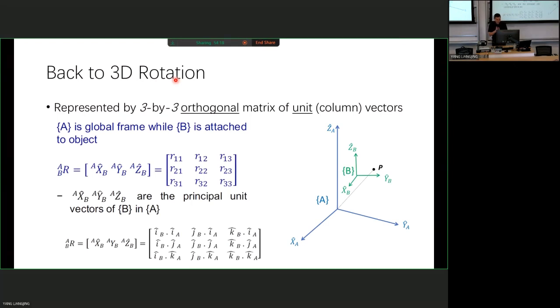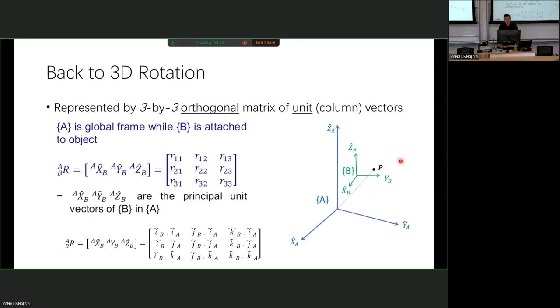If we look at the orthogonal matrix that we have talked about, back to this 3D rotation matrix, when we want to define the orientation of something in 3D space, there are actually a few ways. You can use a rotation matrix, you can use a rotation vector, and some of you may know about quaternions. There are many ways.